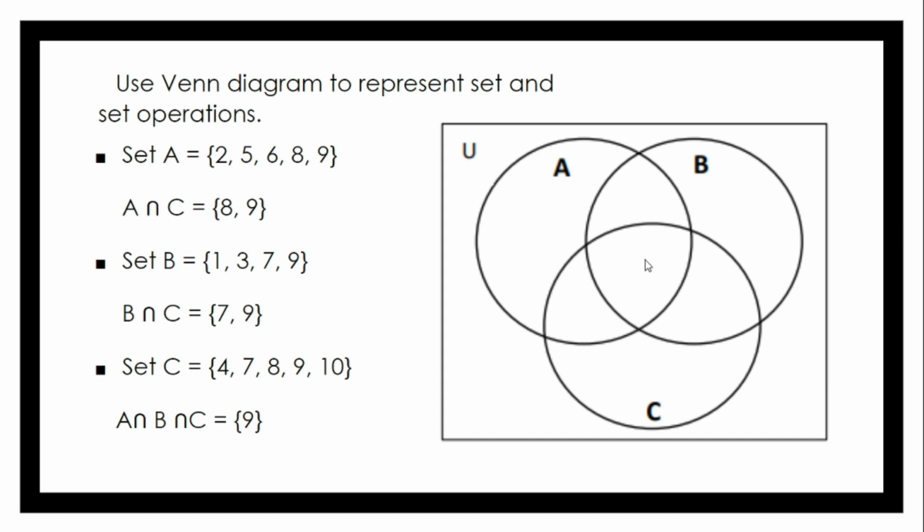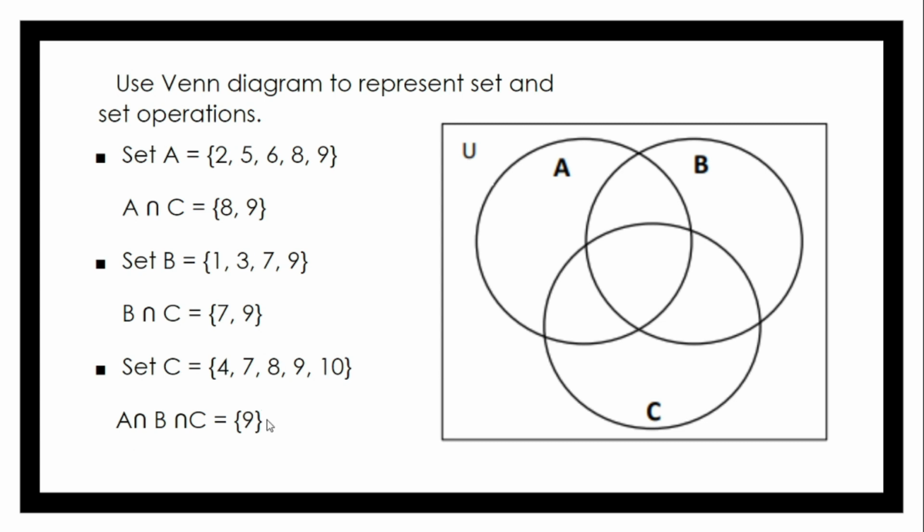So, ibig sabihin, this portion ay para sa elements na pare-pareho doon sa tatlong sets natin. Okay? This part is just the portion na pareho lamang yung A and C. This part is for the intersection ng B and C, and this part is the portion for the intersection of A and B. So, unang given dito is the intersection of A, B, and C.